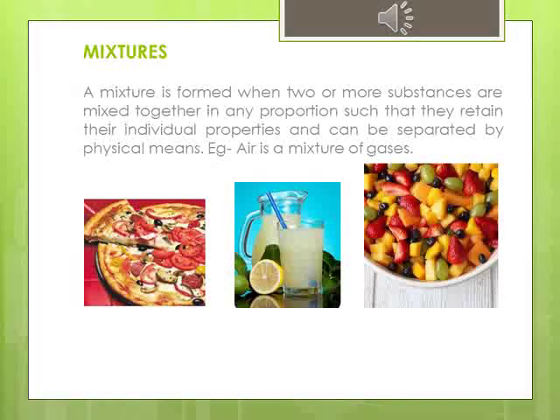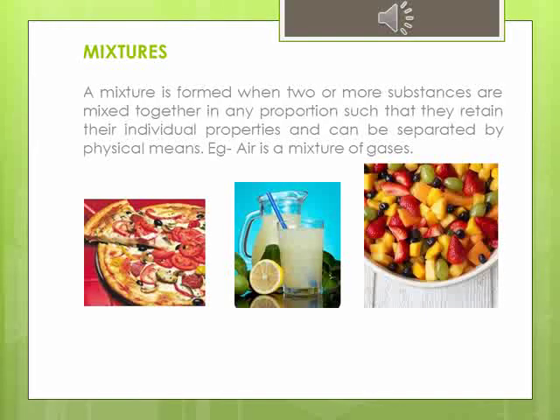Similarly, in a classroom, let's take the example of class 7C. Class 7C is a mixture of boys and girls. They are in number, not any fixed particular number of boys and girls. It is an unequal number of boys and girls in the classroom. Every individual component of classroom 7C carries their own particular properties. Like Karma Kalsang has her own property, right? Similarly, Chidanlamu has her own property. So they retain their individual properties and they can be easily separated.